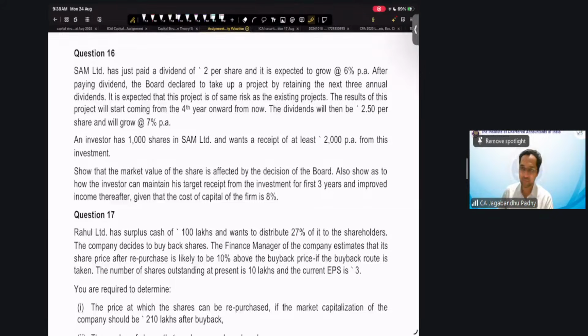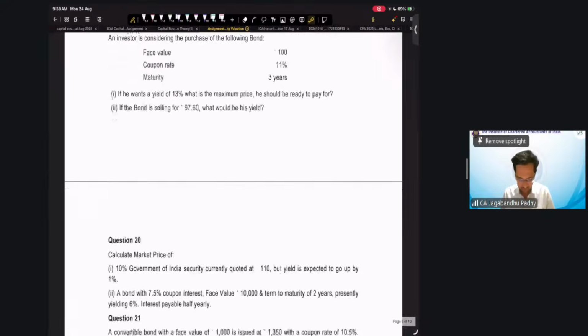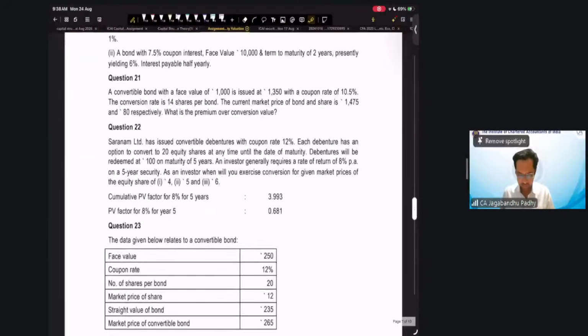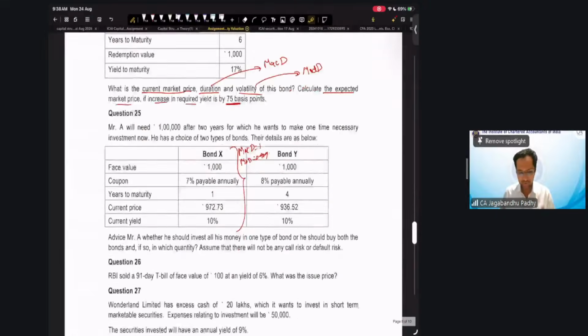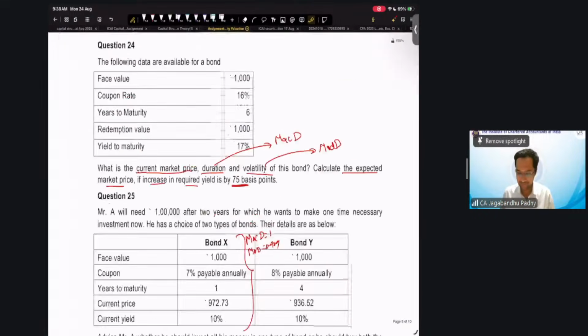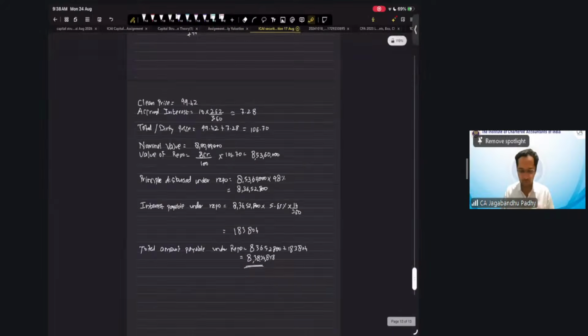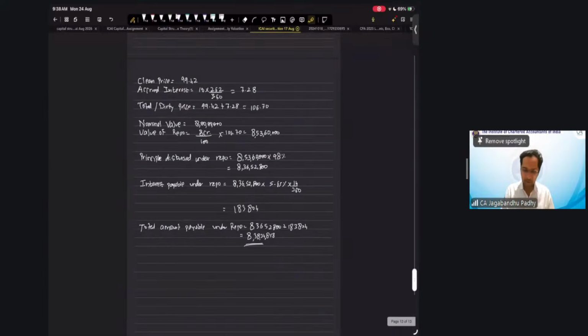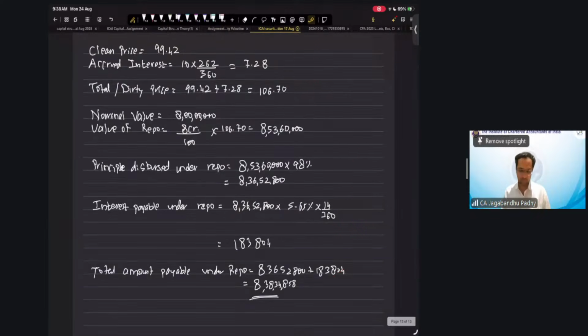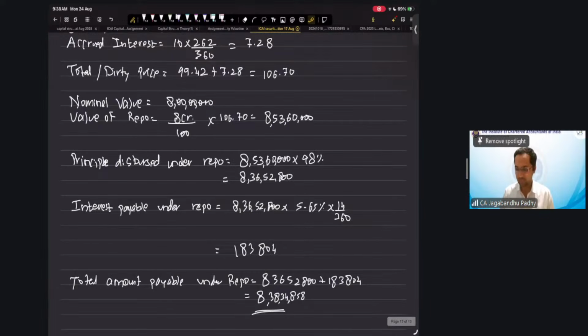One question is possible. We don't have it in this, but even if it is a question, how is it going to be different? It's just going to be the same thing, exactly the same thing. If I tell you the rate for reverse repo, the entire calculations will be the same. Everything will be the same; just the point of view will change. Instead of interest payable, this will become interest receivable, and principal disbursed will be like principal invested.